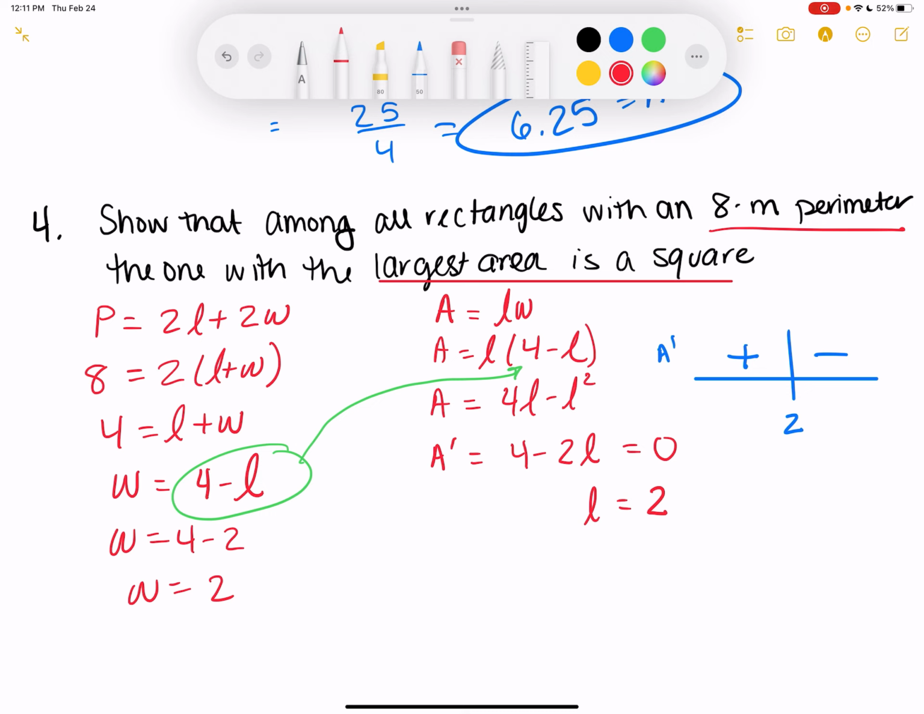Okay, so then now area is equal to length times width, which is 2 times 2, which is 4 meters squared. So that tells you that by finding these side lengths like this, that tells us that for the rectangle with a perimeter of 8 meters, to get the max area, it has to be a square.